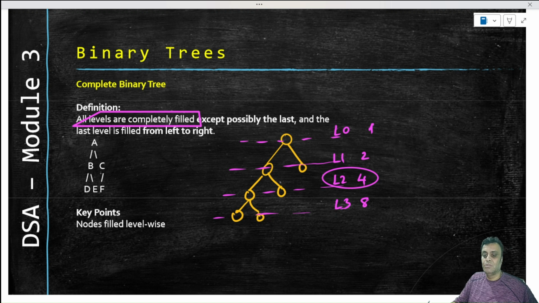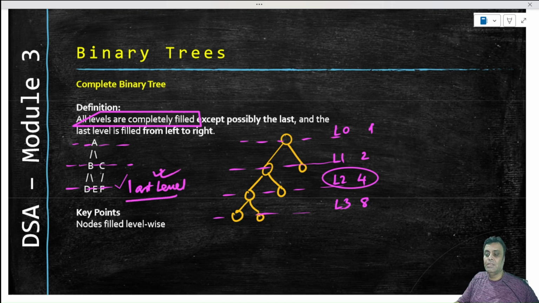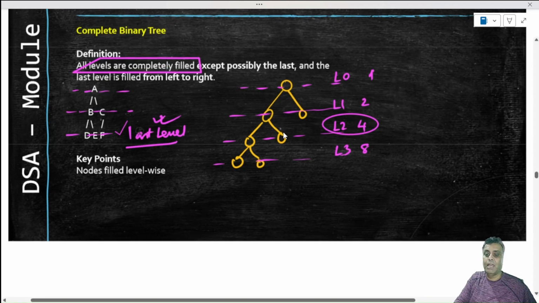The last level is allowed to be incomplete. For example, here, just check. Level 0, 1 node. Yes, okay. Level 1, 2 nodes. Yes, okay. Level 2 is supposed to have 4 nodes, and you have 3 nodes. What went wrong? Nothing, you are at the last level. The last level is allowed. In the last level you can have 3 as compared to 4, which is perfectly fine. So that's a complete binary tree.